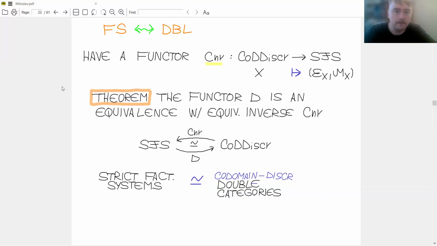So this gives you a functor. You can turn these codomain discrete double categories into strict factorization systems, as I've just shown you. And the theorem is that they are equivalence inverses to each other. So strict factorization systems are equivalent to certain double categories. Okay, so that's all for the strict factorization system part.